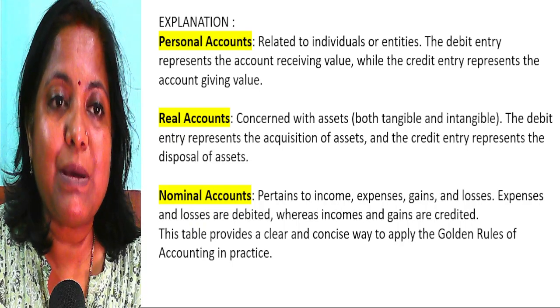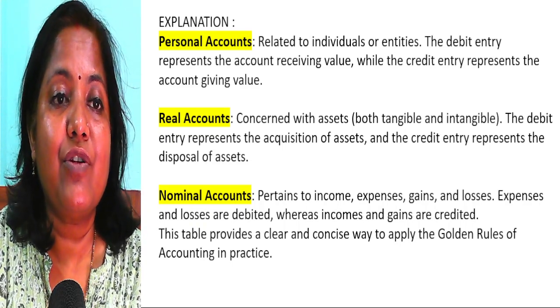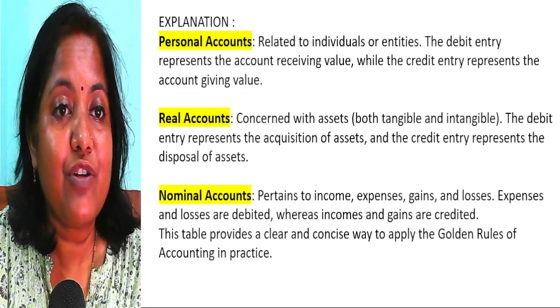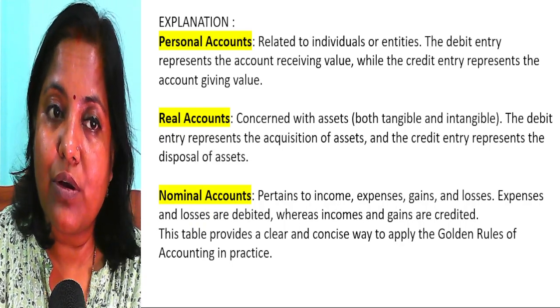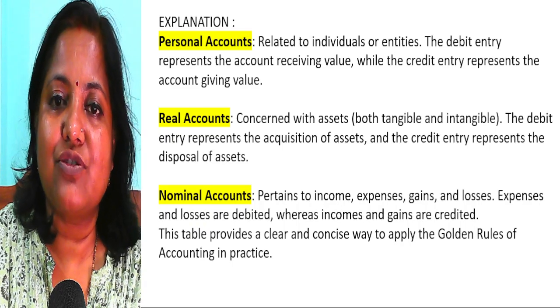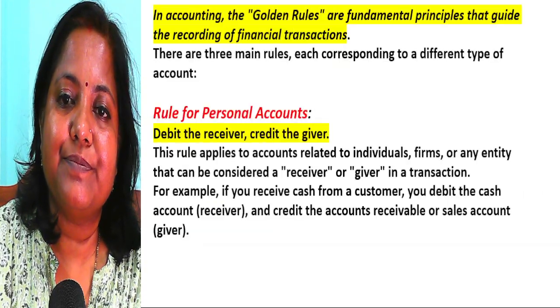So if an expense or loss increases, then it will be debited, but if it is an income or a gain, then it will be credited. If it is an increase in an income or a gain, then it will be credited. So it is just the opposite transaction. This tells you about the golden rules of accounting.